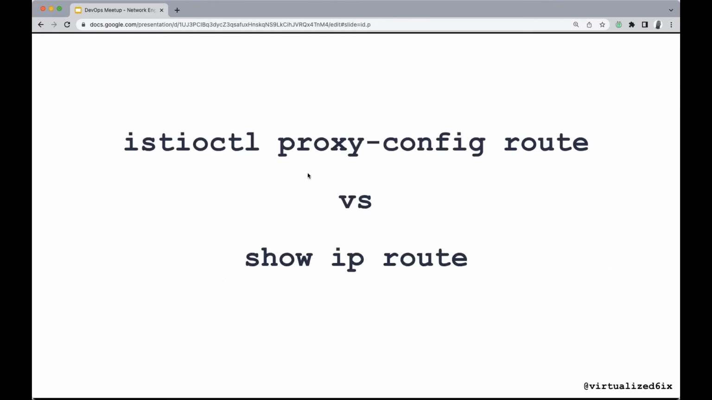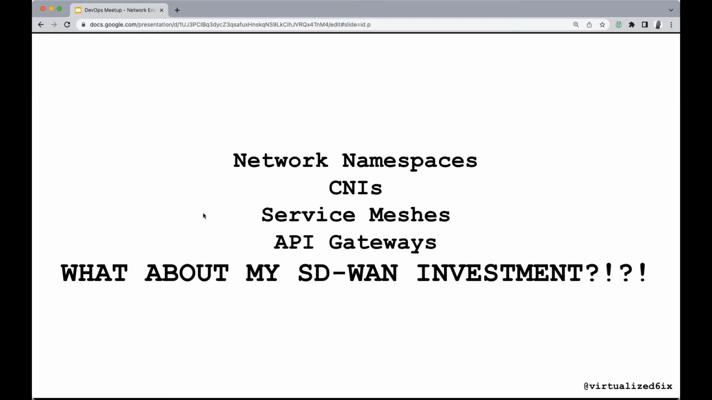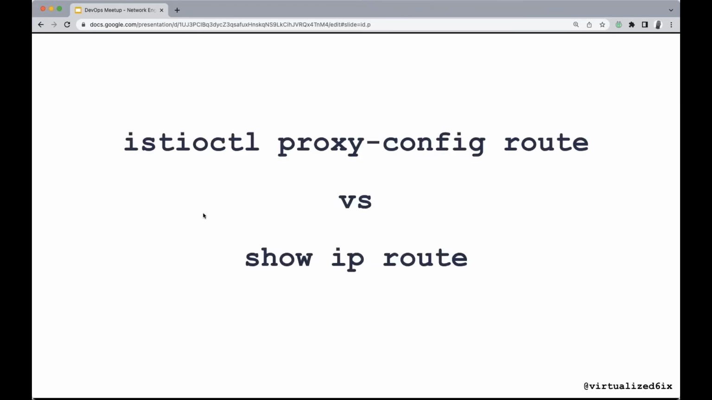actually, this is out of order, which means that, okay, I should have edited this a little bit, but this simply means that technologies like istioctl proxy config and show IP route will produce very similar information to a network engineer.